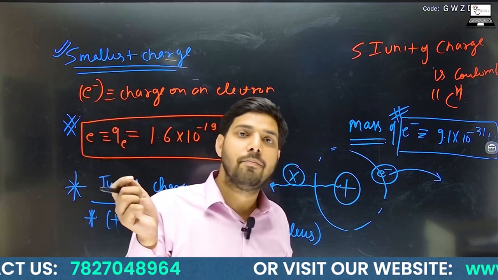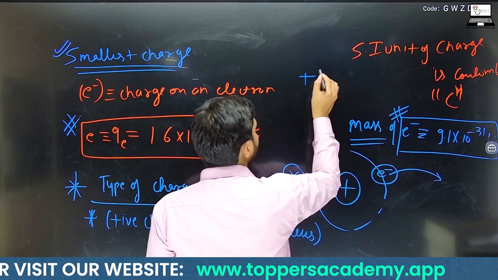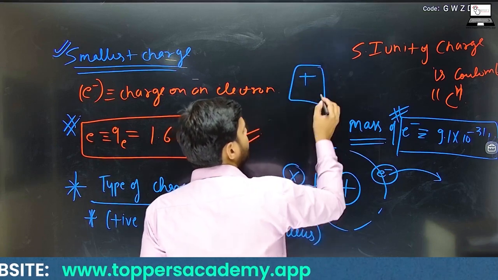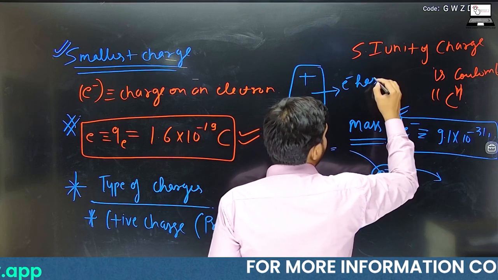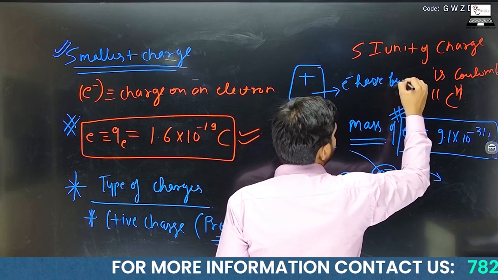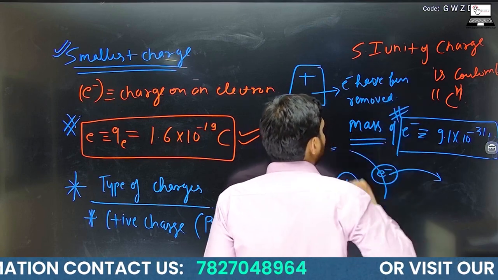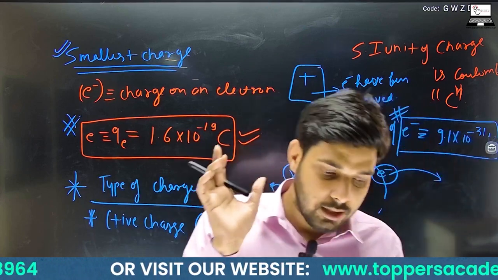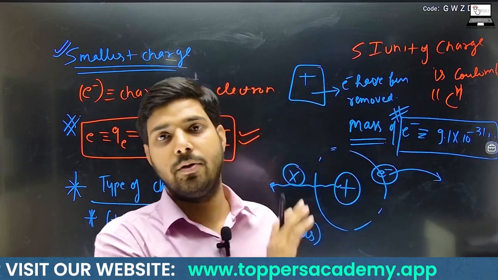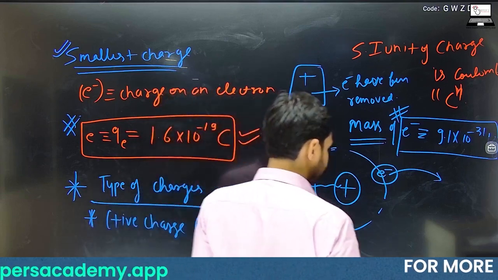That is why if we are saying any body is positively charged, it means electrons have been removed. If any body is positively charged, it must mean that electrons have been removed from the body. Clear? Mark it.